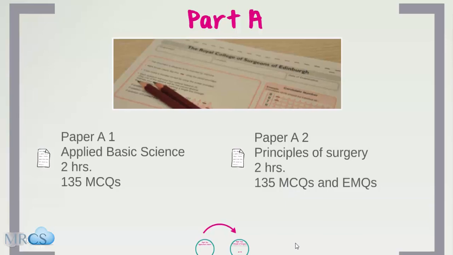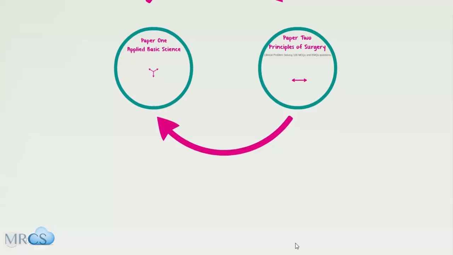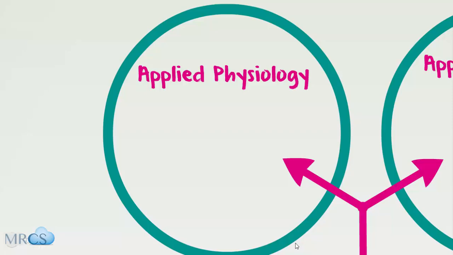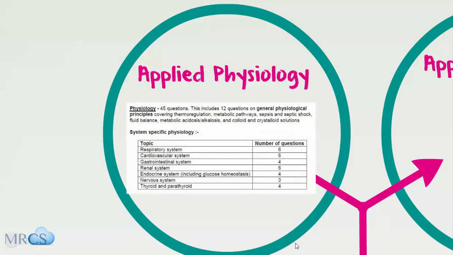Now we'll explore paper A1, paper 1 and paper 2. Paper 1 is applied basic science. It consists of applied physiology, applied pathology and applied anatomy. The applied physiology covers 12 questions on general physiology, physiological principles, covering thermoregulation, metabolic pathways, sepsis and septic shock, etc. And system-specific physiology, covering each system with an exact number of multiple choice questions.